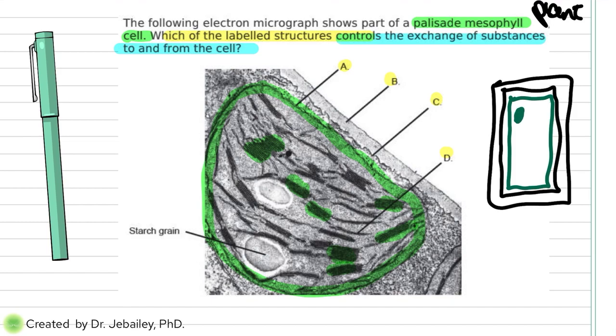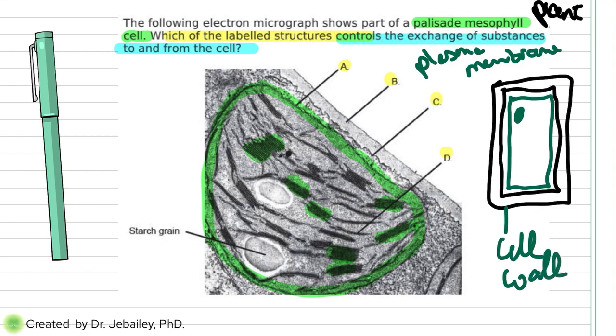So we know that whatever comes in and out of the cell has to go through the plasma membrane, because that's what the plasma membrane does. The cell wall, this part here, does support and protection. It does not control what comes in and out. So the cell wall is not the answer. The cell wall is the outermost. Since it's the outermost, that's B, cell wall. But since we know the cell wall is not the answer, B is not the answer.